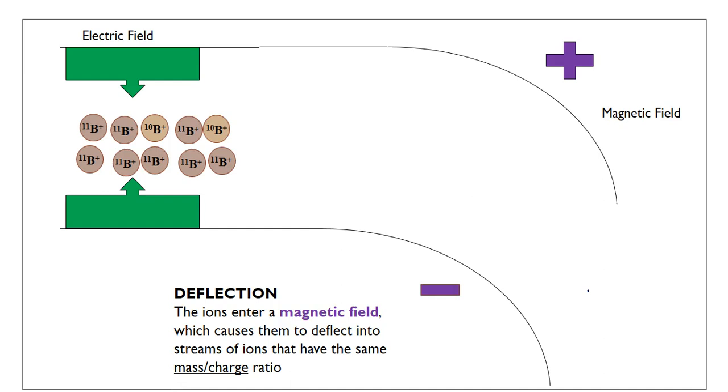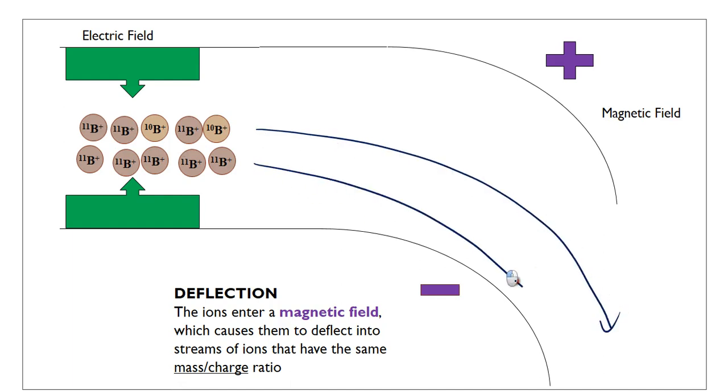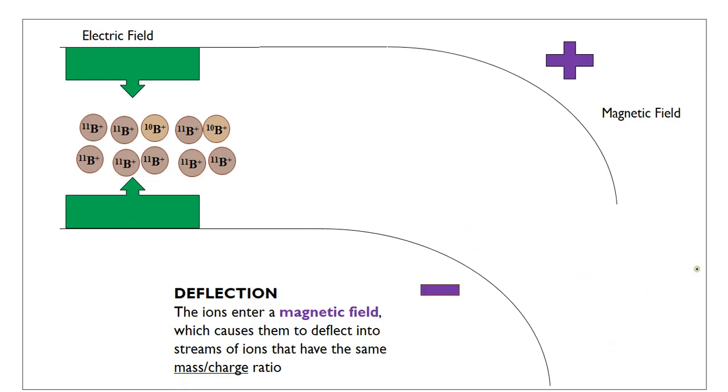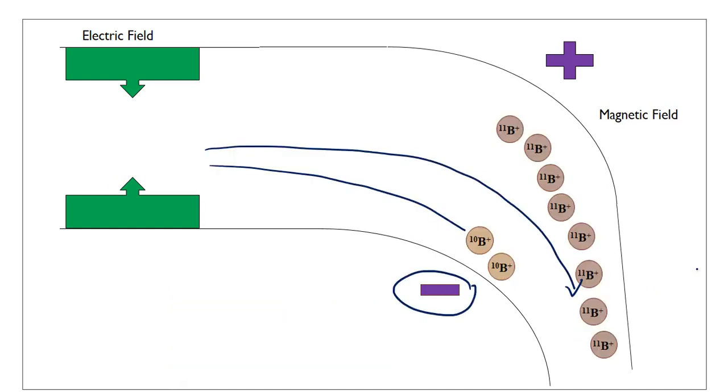So if you go from here to here, you can see that they're all going to go to the end, but they're not going to go in one line or with the same deflection anymore. They're going to deflect depending on the size or the mass. So this is how the separation based on mass is achieved.